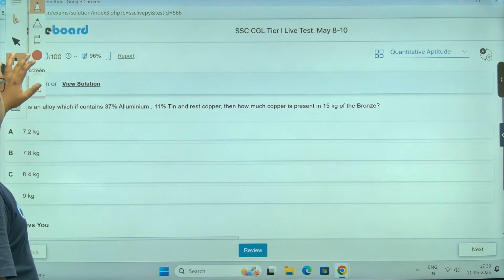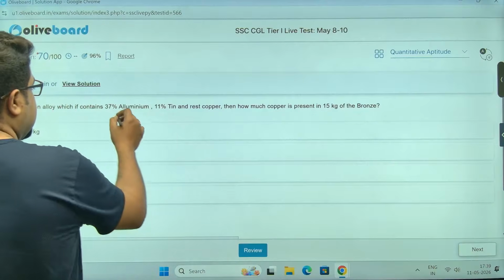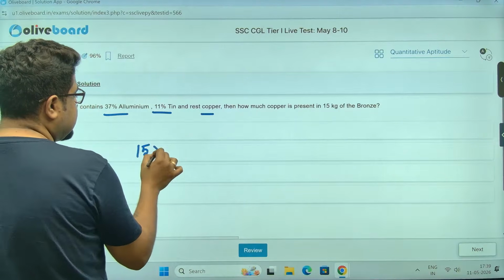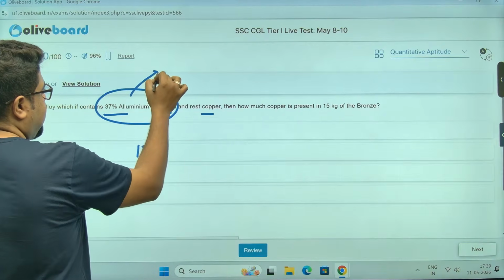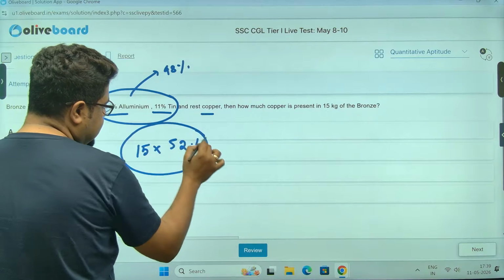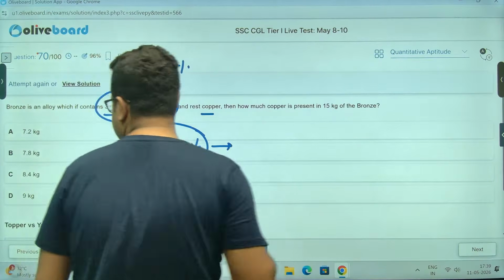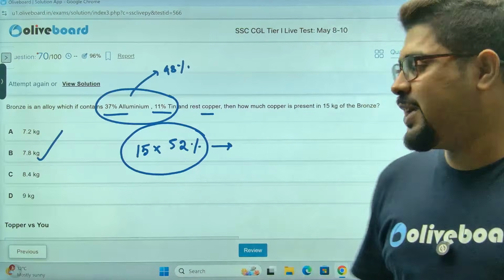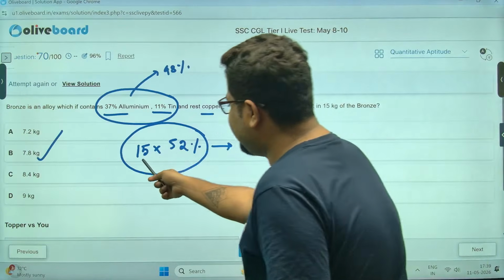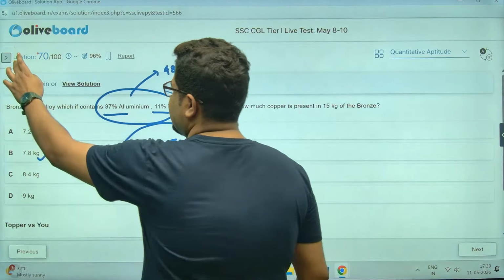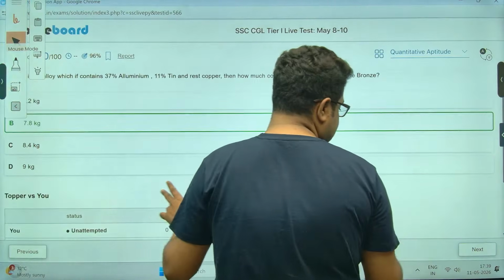Next one, please. Let's see what they're saying. Bronze is an alloy: 37% aluminum, this much tin, rest copper. Copper in 15 kg: how much copper? This is 48%, so 52% copper. 50% meaning 7.5, so just greater than 7.5. 7.8 is there in the options. I don't need to calculate. 50% of 15 means half of 15 is 7.5, just greater than that. Done and dusted. I won't calculate.